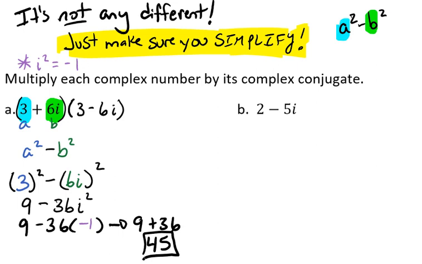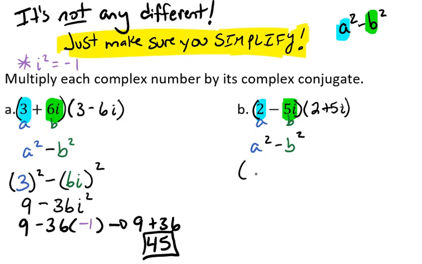Let's go ahead and do this next one. Here we have 2 minus 5i, and its complex conjugate is 2 plus 5i. We have our a and we have our b, and we can go ahead and plug that in. So here's our a, let's write that down, and here's our b. We're going to have our a squared minus our b squared.